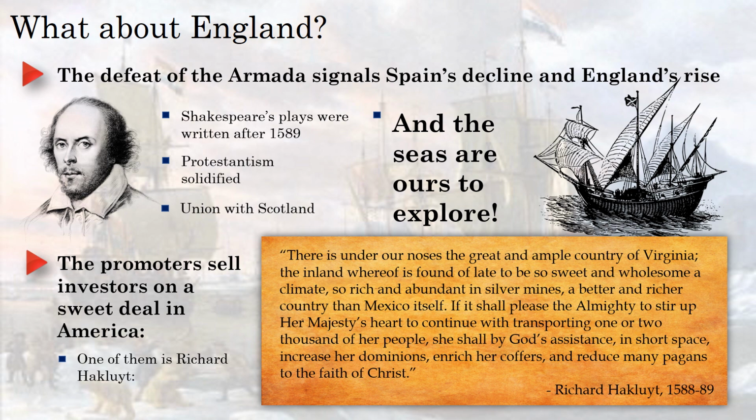He tells us, "There is under our noses the great and ample country of Virginia, the inland whereof is found of late to be so sweet and wholesome a climate, so rich and abundant in silver mines, a better and richer country than Mexico itself. If it shall please the Almighty to stir up her Majesty's heart to continue with transporting 1 or 2,000 of her people, she shall by God's assistance, in short space, increase her dominions, enrich her coffers, and reduce many pagans to the faith of Christ."